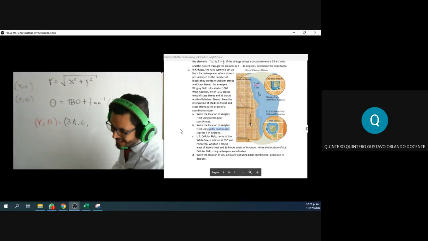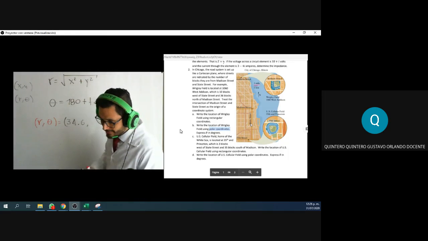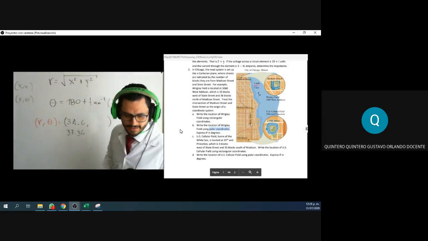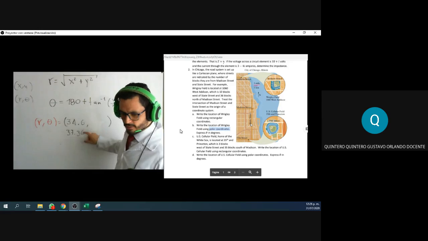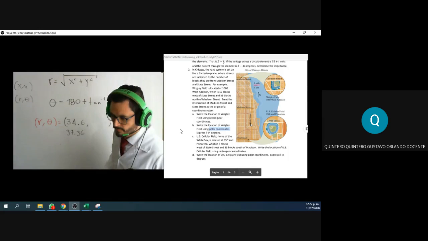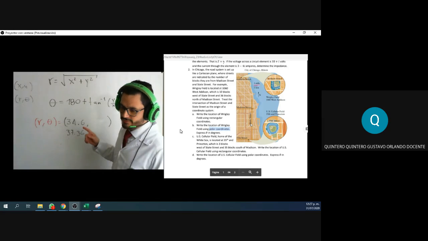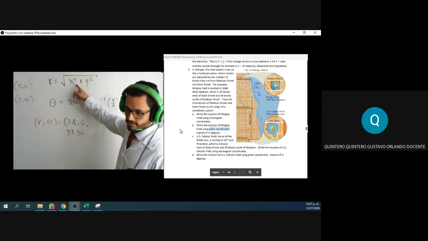Daniela Valentina Capella says, a mí me dio 37.36. All right, guys. Which one is it? The first or the second? Which one? Come on, guys. Negative 10, right. We do negative 10 in here and positive 36 in here.